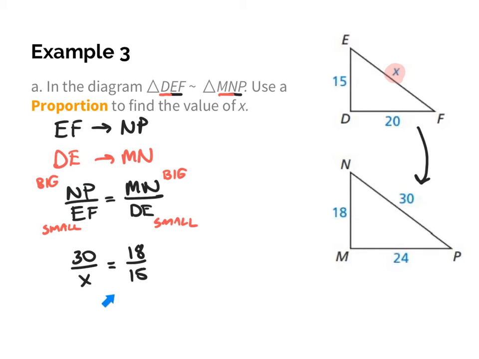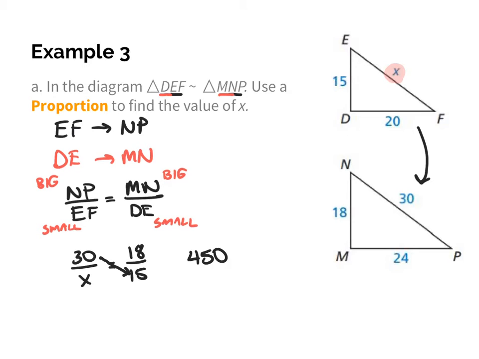Now, what we're going to do is try and solve this, and our goal is to solve for X. So to solve for X, I'm going to do a process called cross multiplying. What that means is I'm going to take my numerator of 30, and I'm going to multiply it across to the denominator. So I'm going to take 30 and multiply it by 15. By doing that, that's going to give me 450.